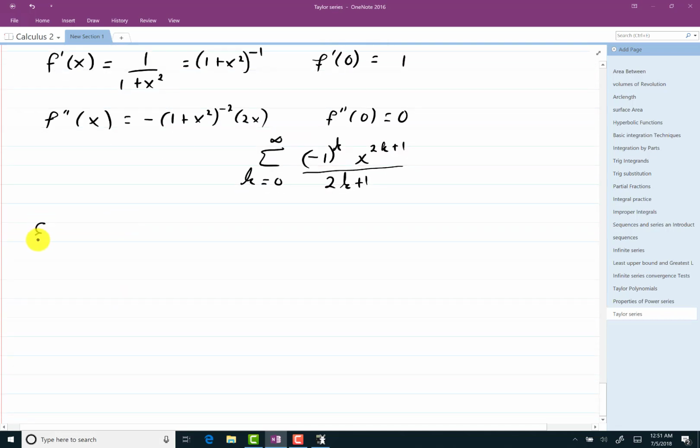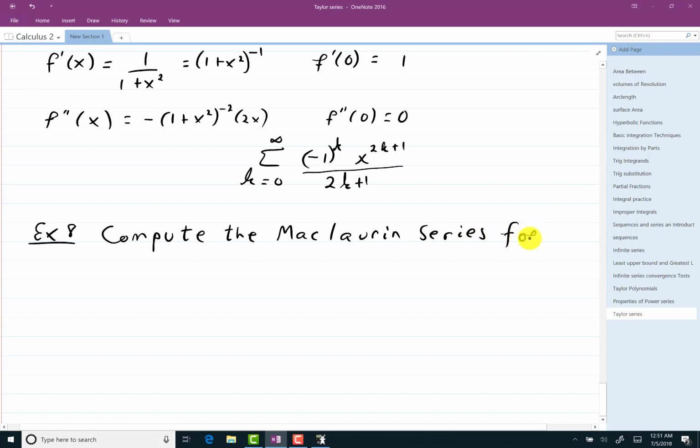So when I do example 8, compute the Maclaurin series for f of x equals x arctangent of x squared, I can use this for my arctangent. That means wherever I see an x, I'm going to change it to an x squared. And this x that's out front, I'm just going to let it hang for a minute until I get through with the rest of it.